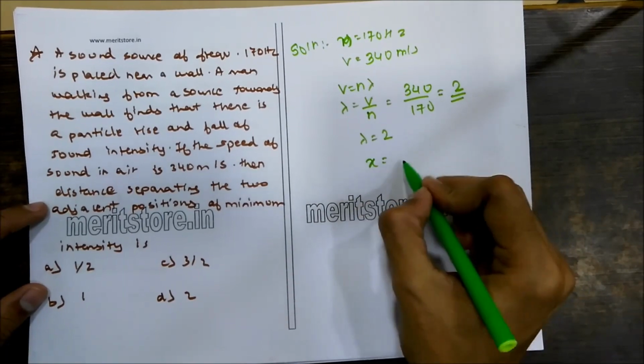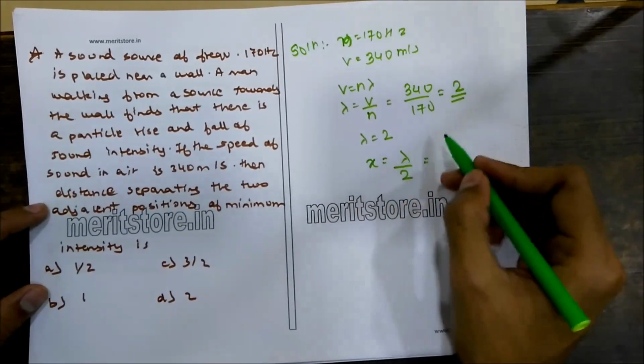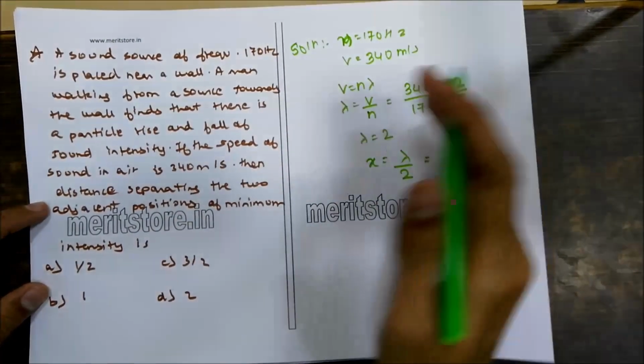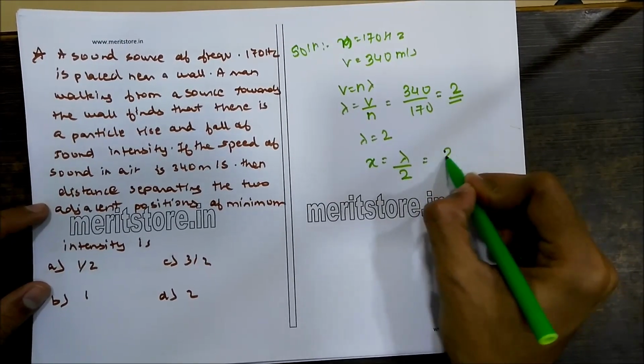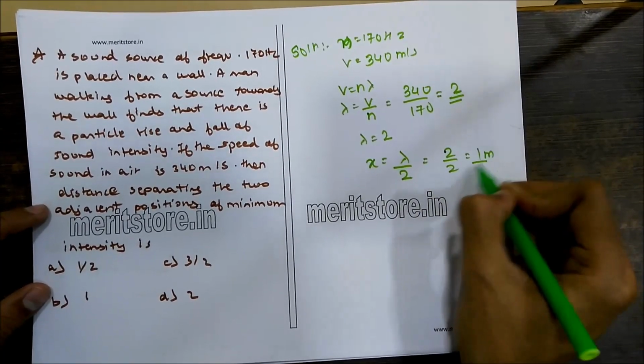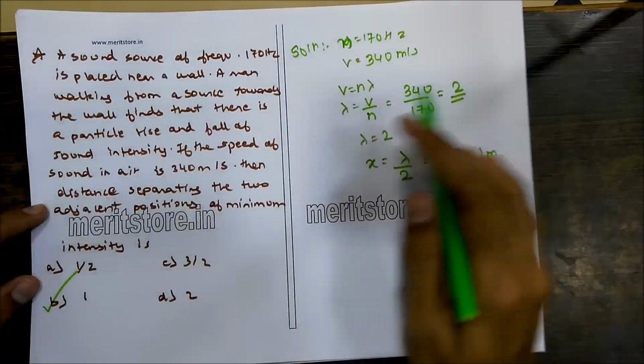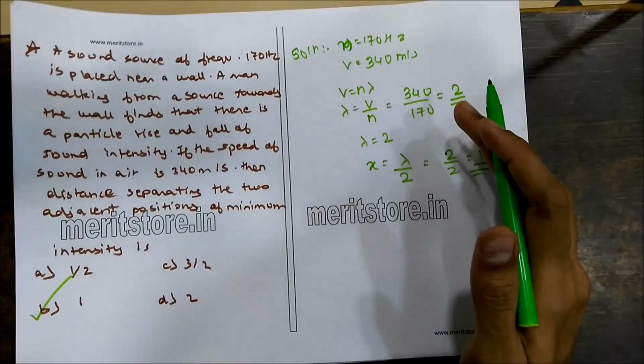So x may be the difference, that is it can be half the difference separating the two minimum intensities, which is half the wavelength. So that is lambda by 2, that is 2 upon 2, that gives you 1 meter of distance. So the correct option is B, 1 meter.